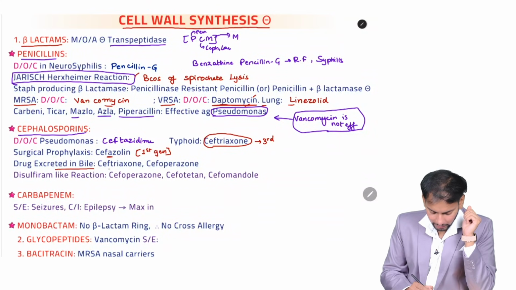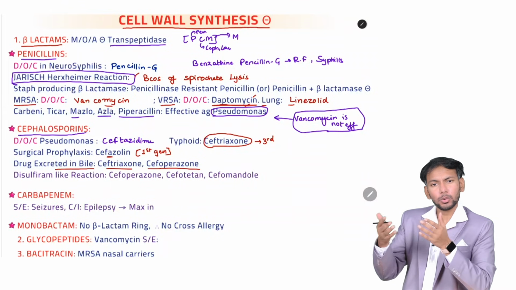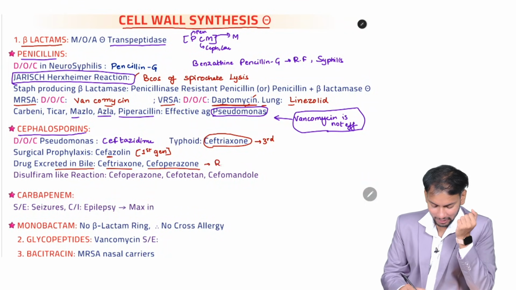Now, if you see here, there are some drugs that are being excreted in bile as well. These are ceftriaxone and cefoperazone. If they are excreted in bile, they will go into the intestine and they will be excreted through feces. That is why these are safe in renal failure.